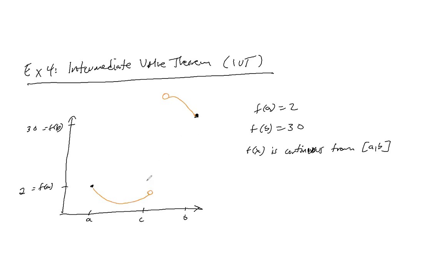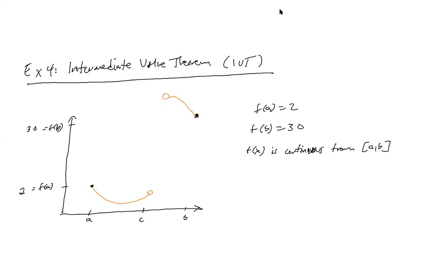So these are, of course, disconnected at C. Though we have a value f of A at 2 and a value f of B at 30, this graph is discontinuous. Because it's discontinuous, there's a whole lot of values I'm not hitting in between there. So I can't make any conclusions about every y value in between 2 and 30 being hit, like I did in the last case. And it's important to make note of that.